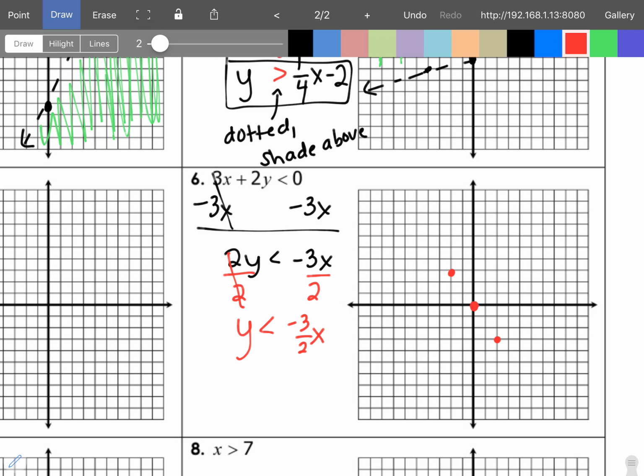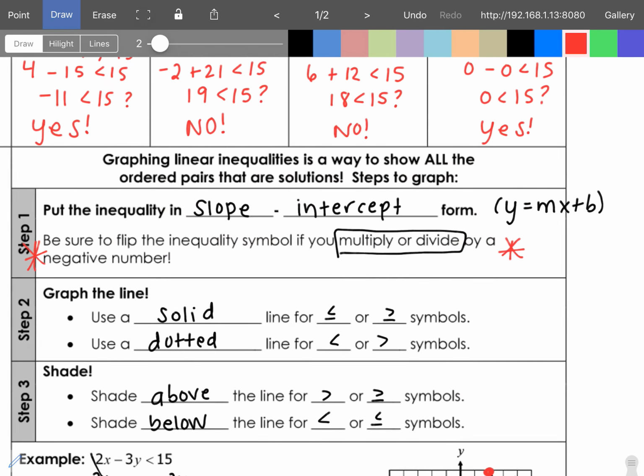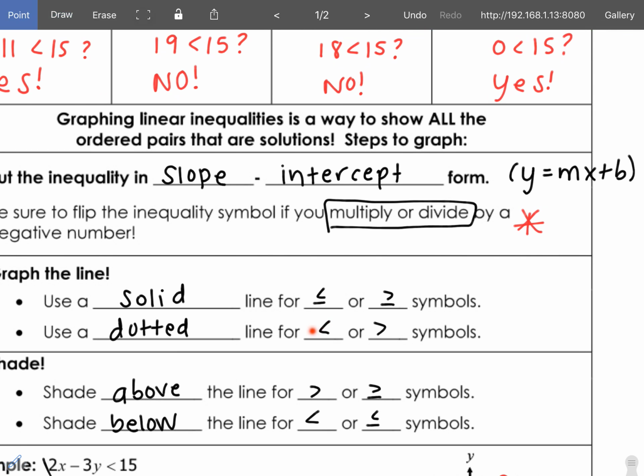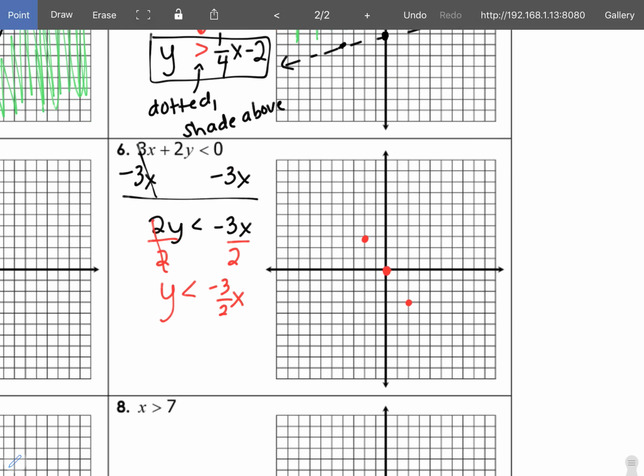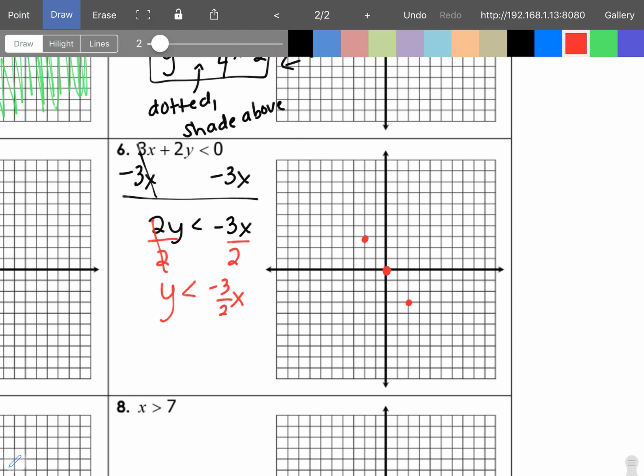Okay, now before we draw anything, let's figure out this is a less than sign. So less than means you use a dotted line, and less than means you shade below. So dotted line and shade below. And below means here. And I'm going to write that out too. Dotted line, shade below.